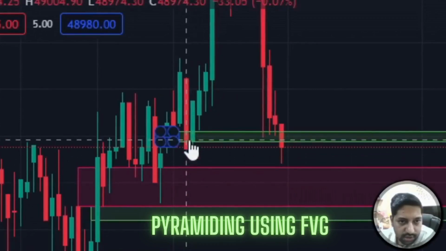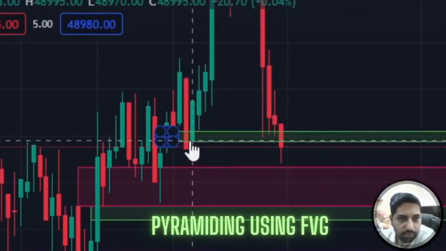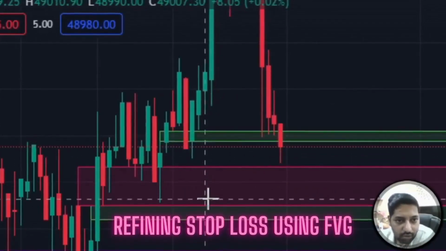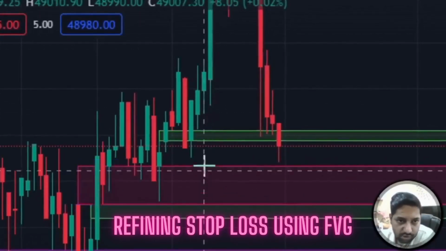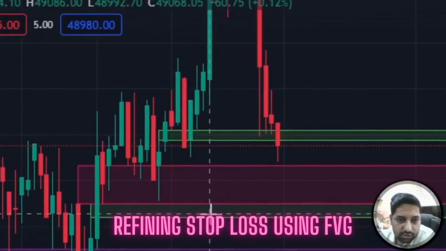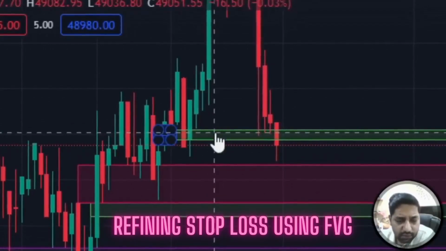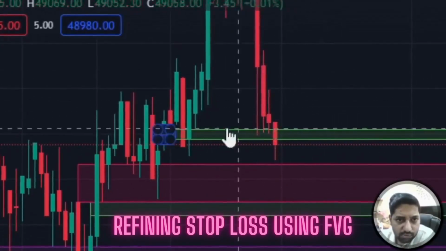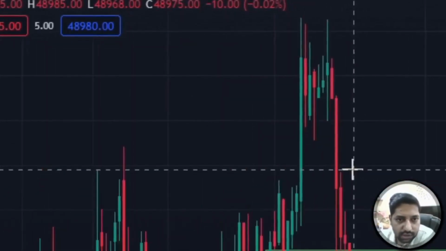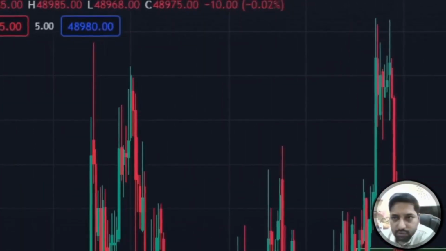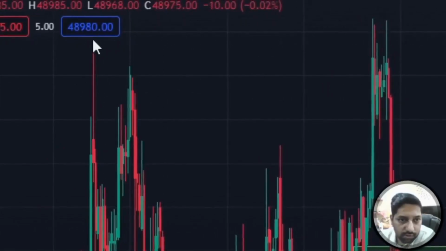This is where we could have added more, and now our stop loss was even smaller. We had refined our stop loss. The risk to reward was great, and we could easily pyramid into our position. And just in a couple of candles, we see that price goes on to hit our take profit.